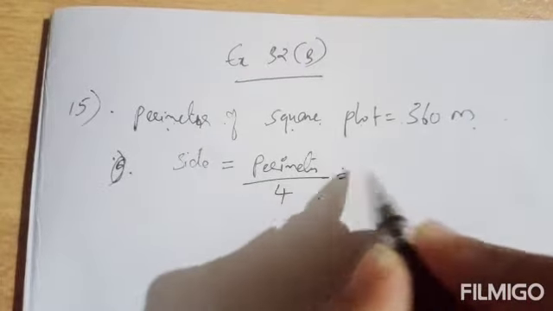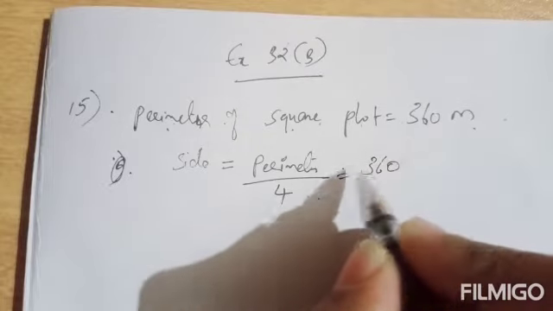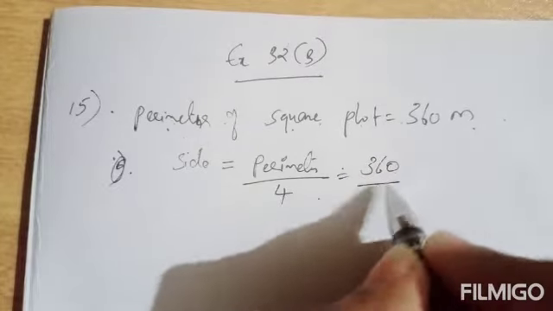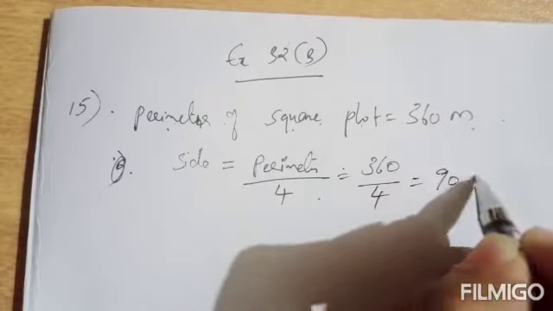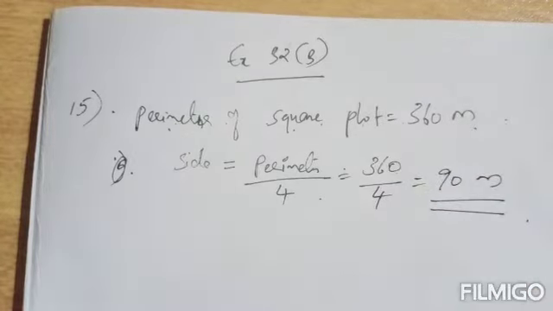That is equal to 360 meter, which is the perimeter. So 360 by 4, you will get 90 meter. This is the side of the square.